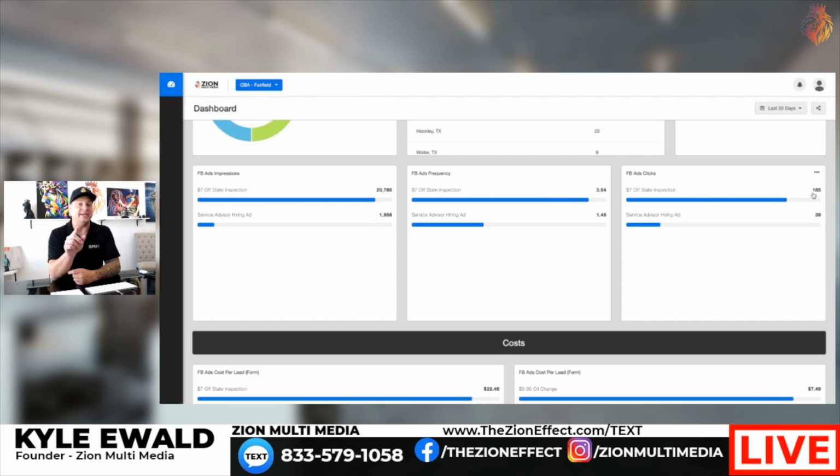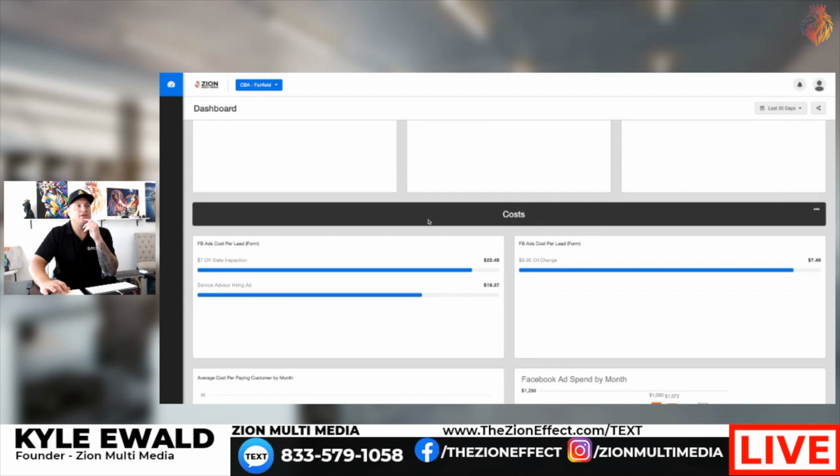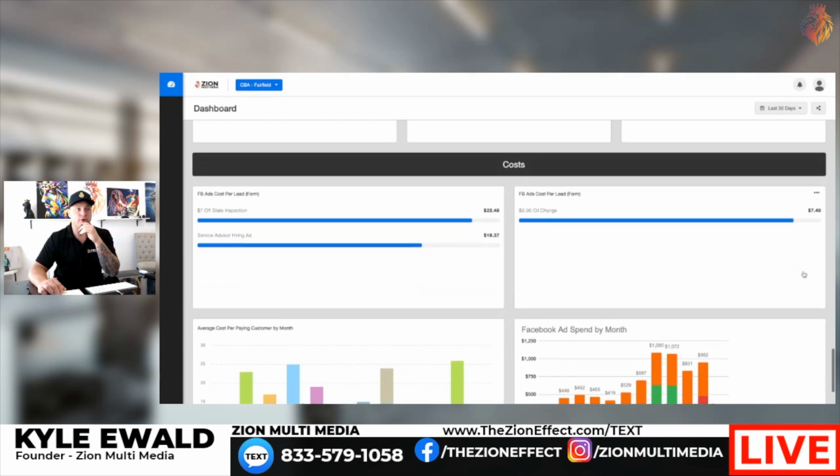That does not mean leads, right? The leads were up there on the top. This is how many times it was clicked, liked, shared, so on and so forth, right? All those different things. Here at the cost, we can see the $7 off state inspection. This is how much those leads actually cost. $22 is the average there. The hiring ad that they were running was $18 per lead. And then you see over here the $9.95 oil change was much lower at $7.49.